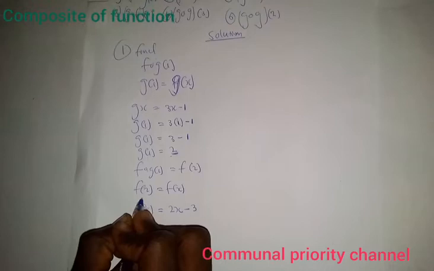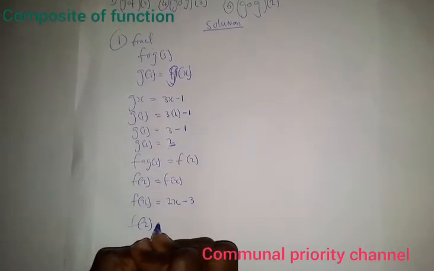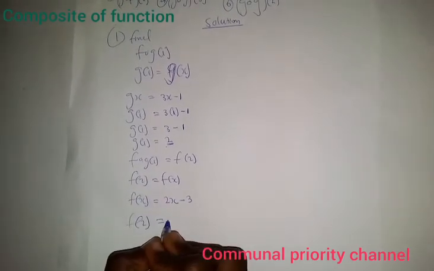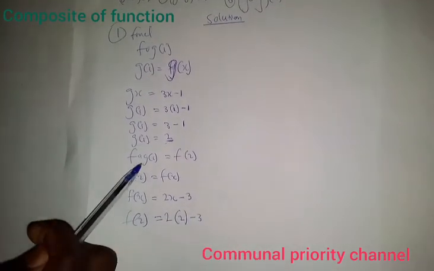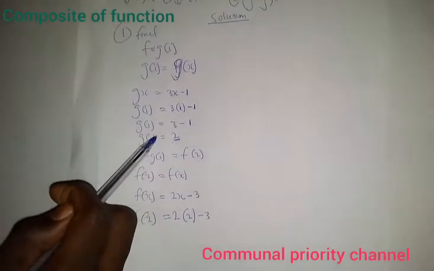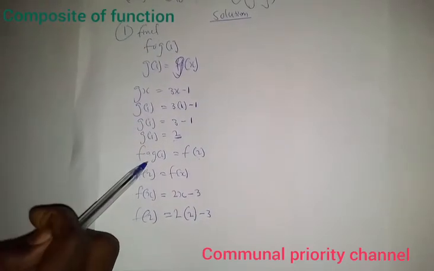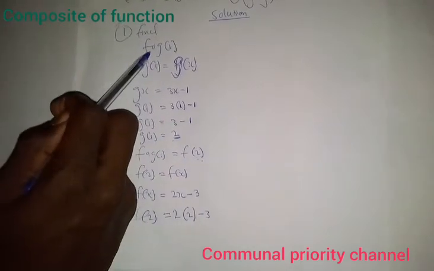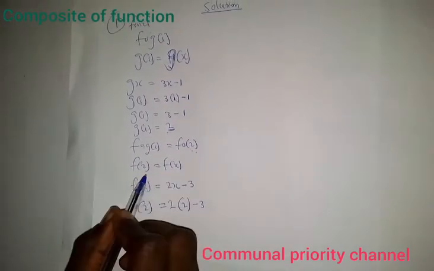So now we substitute in f of x to get f of 2. Anywhere we have x, we substitute it with 2. It will be equal to 2 open bracket 2 close bracket minus 3. Since g of 1 is equal to 2, then f of g of 1 will be f of 2, because g of 1 is already 2. Now our f of 2 is equal to f of x.